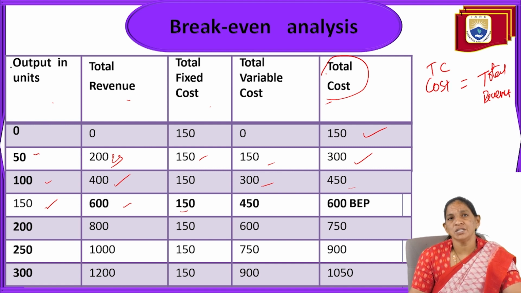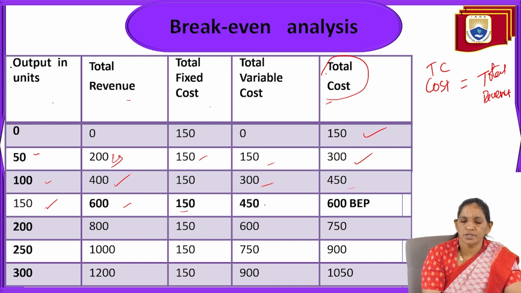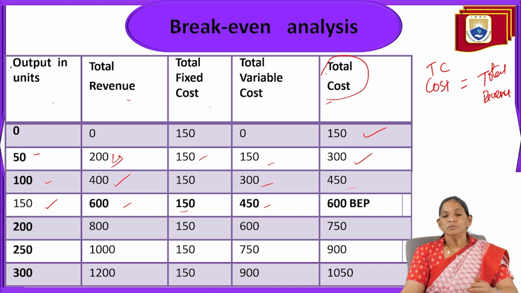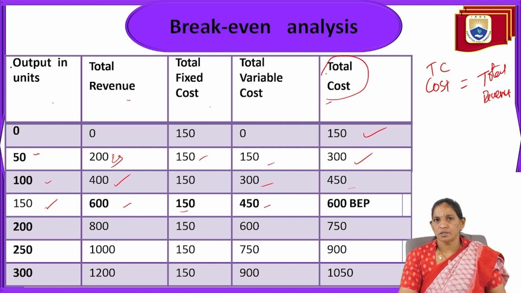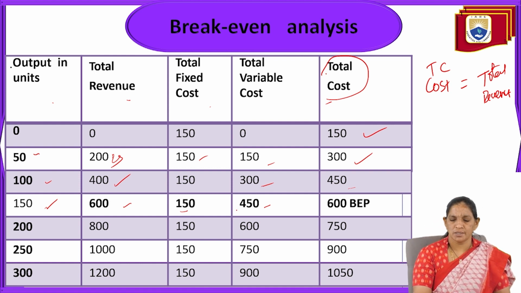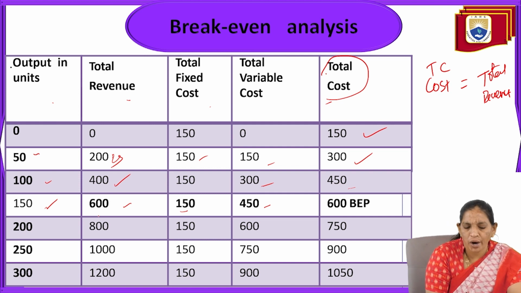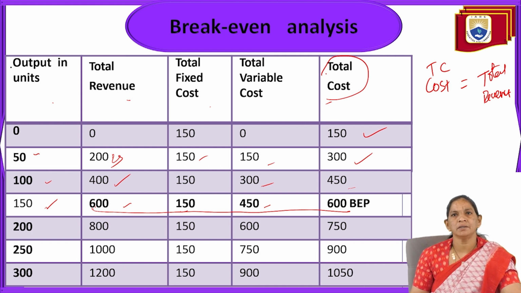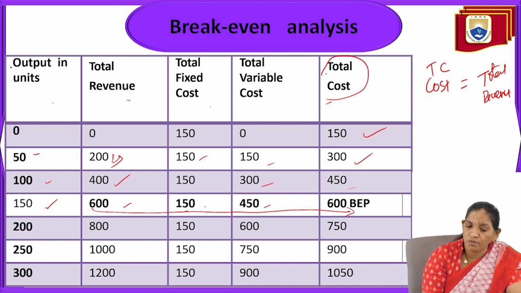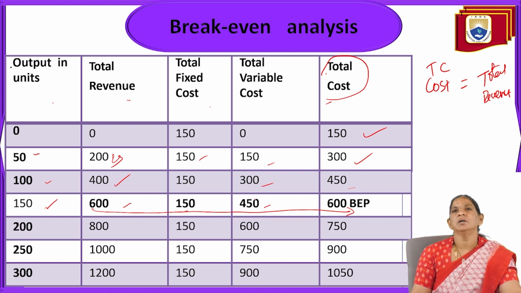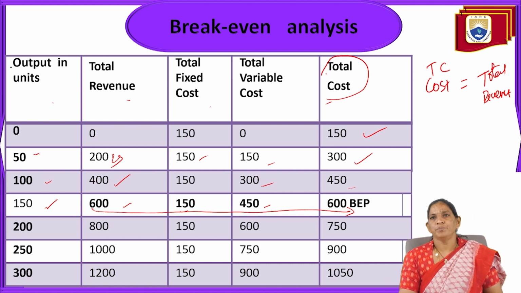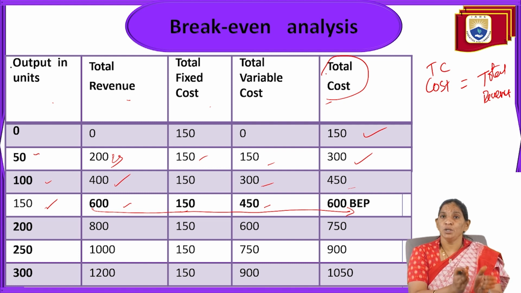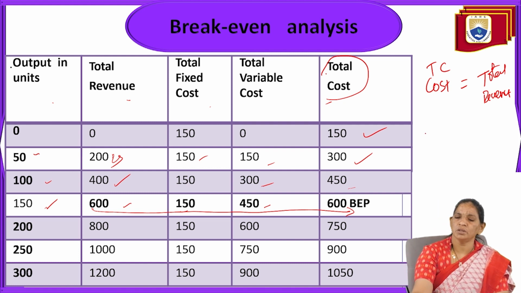Due to the increase of additional units from 100 to 150, an additional variable cost was incurred, and we got 450 as the variable cost, and the total cost was 600. So here you identify the point that the revenue received from the market is 600, and the total cost, when we club the fixed and variable, is also 600. It means the revenue is equal to the cost, both 600.